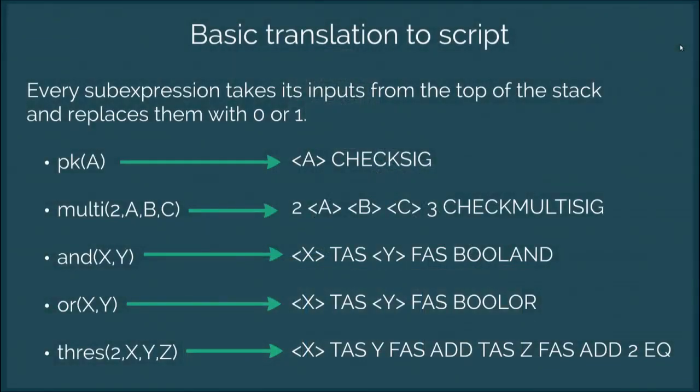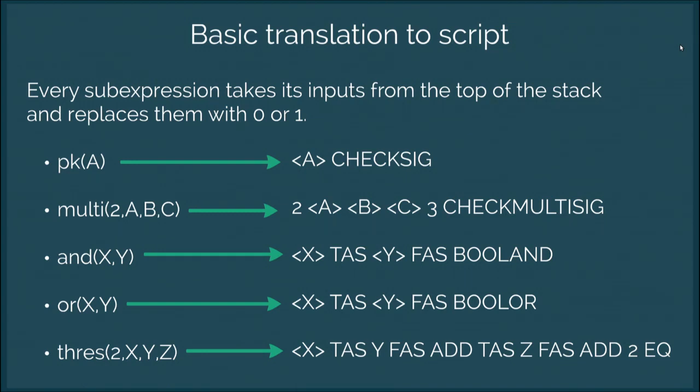construction is pretty simple. You treat every sub-expression as a part of the script, a sequence of opcodes that expect its inputs, so its signature or whatever is needed, from the top of the stack, and replaces it with a 0 or a 1. An obvious way of doing it is you translate a public key to just a key and a check sig. Multisig turns into check multisig.